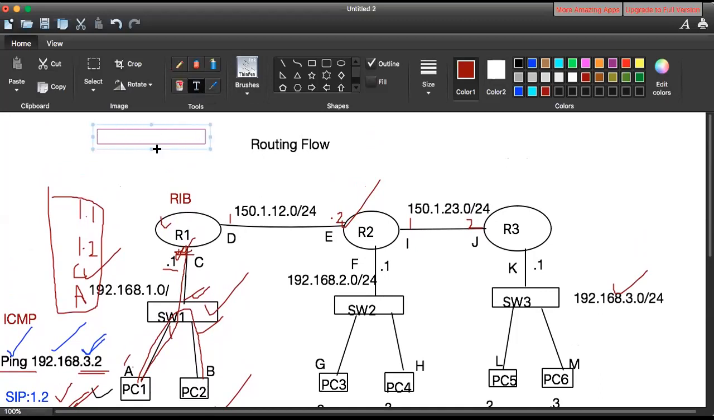So from the R1 perspective, when R1 is sending this, I'm going to ask you guys about the source IP, source MAC, these details, destination MAC. What would be the source IP when R1 is sending it?